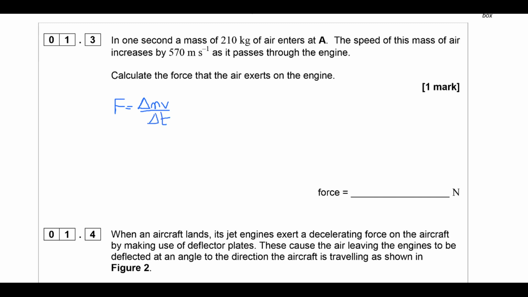So if we've got a fixed mass, then what we're going to do is multiply that by the change in velocity, which is 570. And this all happens over a period of 1 second, so we divide the whole thing by 1. So if we get my calculator out, 210 times 570 gives you 119,700, so that's going to be 1.2 times 10 to the 5 newtons there.